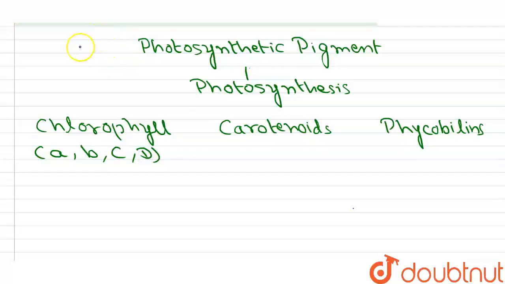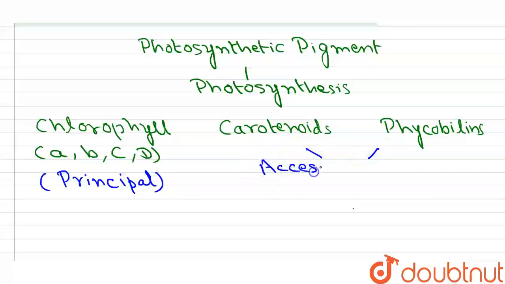So students, out of these 3 photosynthetic pigments, chlorophylls are known as the principal or primary photosynthetic pigment, whereas carotenoids and phycobilins are known as accessory photosynthetic pigments.